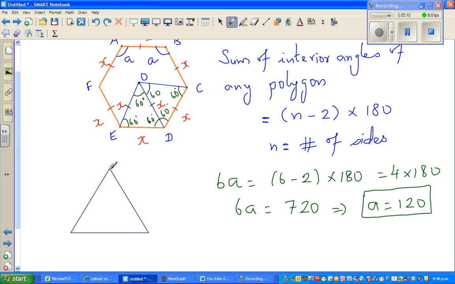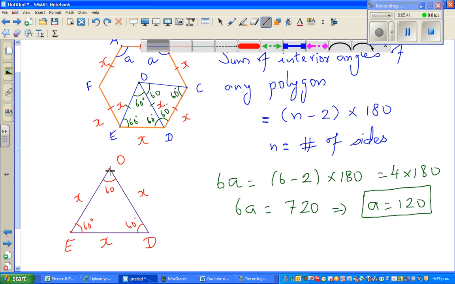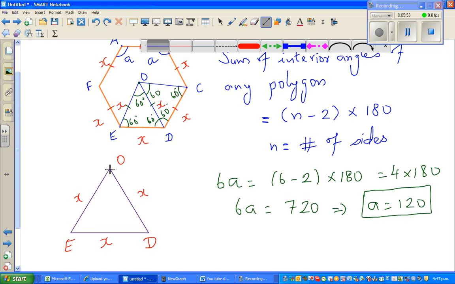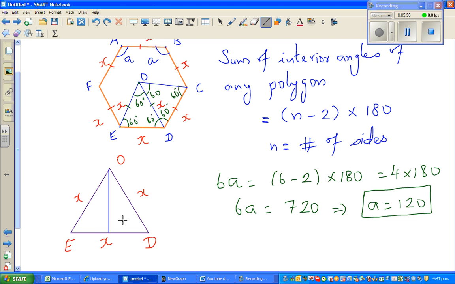Imagine I'm pulling this triangle out. OED is the triangle that I pulled out from the hexagon. So all the angles are 60, and all the sides are x. If you want to find the area of a triangle, we know the base and we need to find the height. So let me remove the angles. Let me draw a perpendicular from O on ED. So this is a right angle triangle.